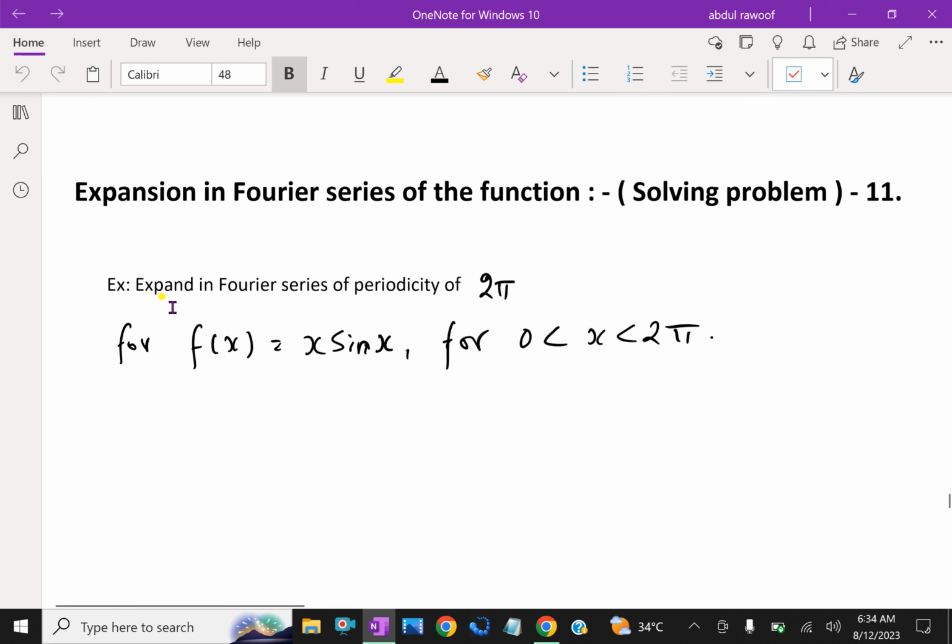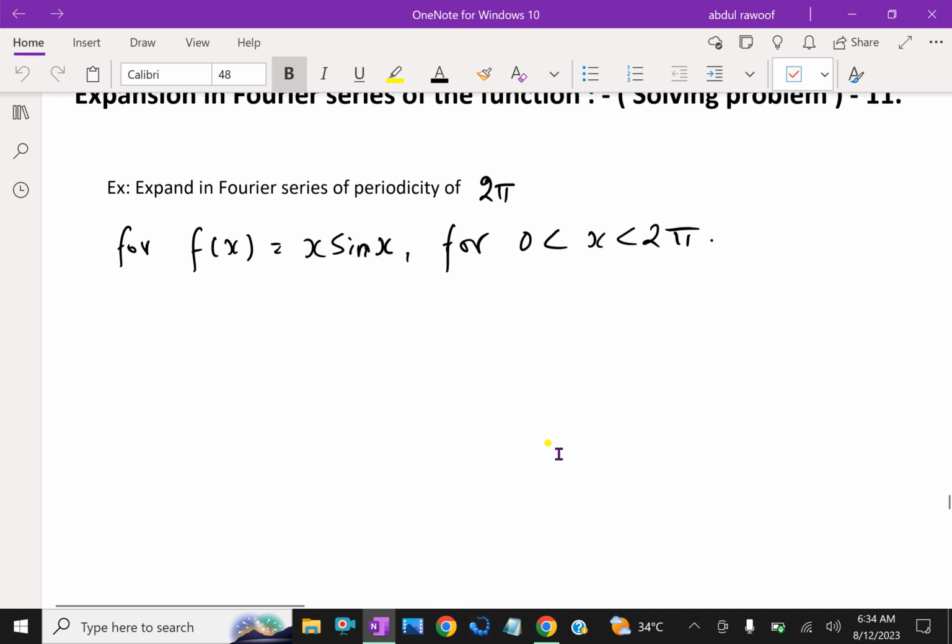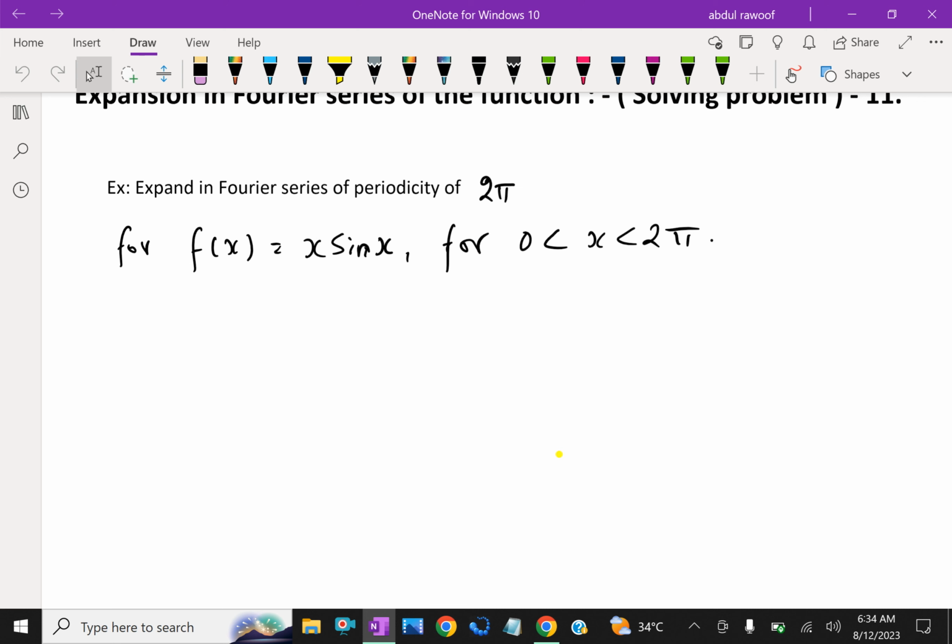Look at this example. Expand in a Fourier series, with periodicity of 2 pi, f of x equal to x sin x for 0 less than or equal to x less than 2 pi. Here we have to find the Fourier coefficients. First, a0.